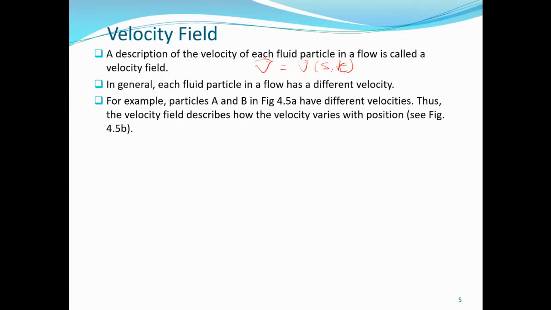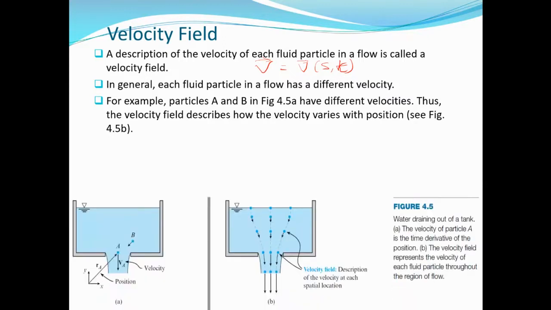So for example, particles A and B in this figure have different velocities. Thus, the velocity field describes how the velocity varies with position and also time. If we have a velocity field in the second figure B here, the velocity field is the description of the velocity at each spatial location.